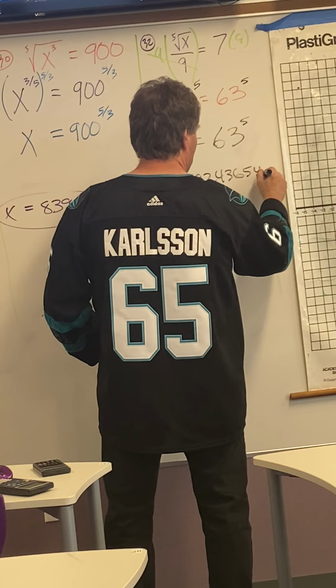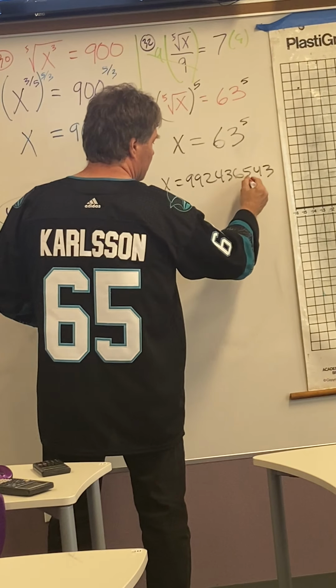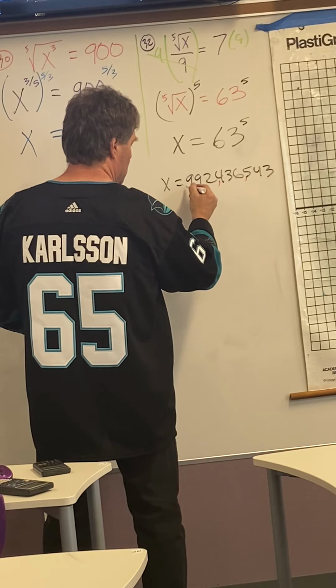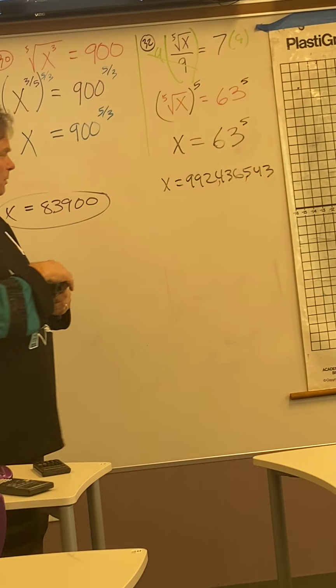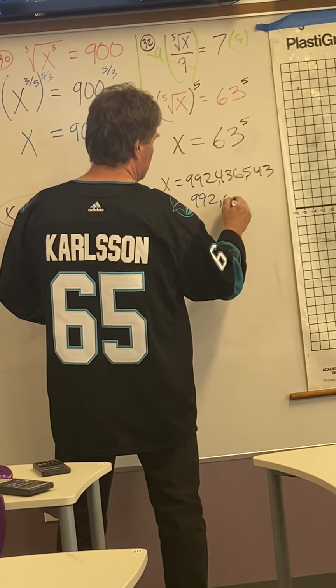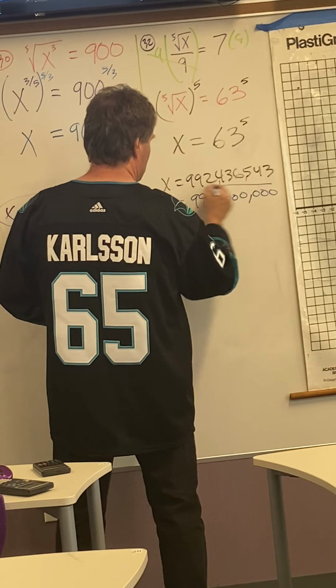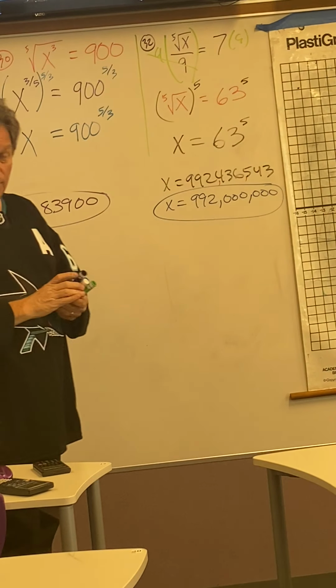543. Holy moly, what in the heck number is that? Let's find out. You go 3 over, there's 1,000, million, 992,436,543. Rounded to 3 significant digits, it's just 992 million. There we go. Right on. So there's that.